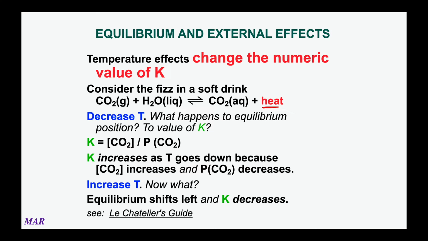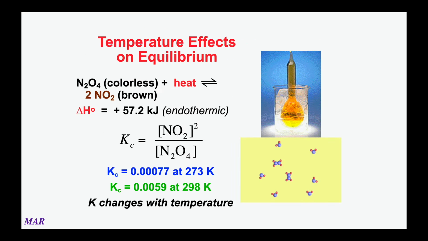Now, these reactions are changing the value of K, and we're going to see in a little bit, we're going to talk about Le Chatelier's principle for reactions that don't affect the value of K. Here's another example of this. Let's go back to the N2O4 equilibrium with NO2, and N2O4 is a colorless gas, while NO2 is a brown gas. Now this is an endothermic reaction, so you can think about it as heat being added, and this is the opposite of the soft drink example we saw just earlier.